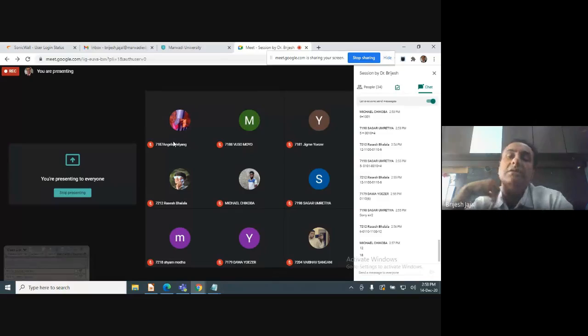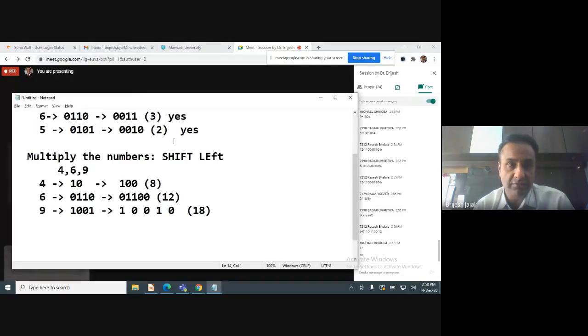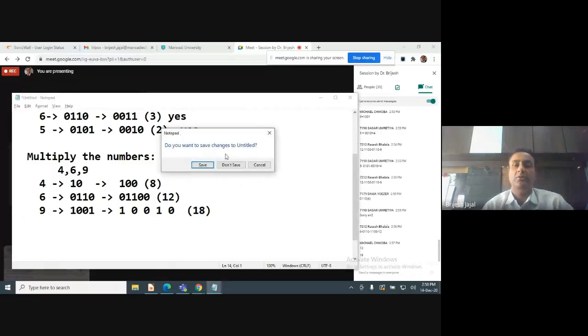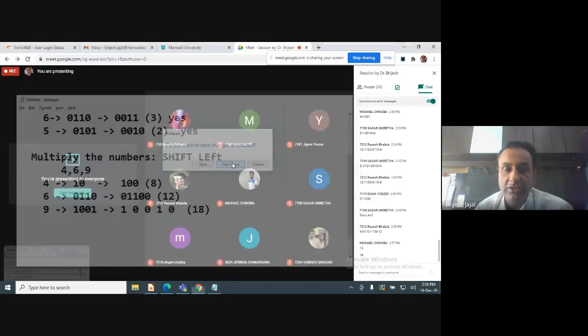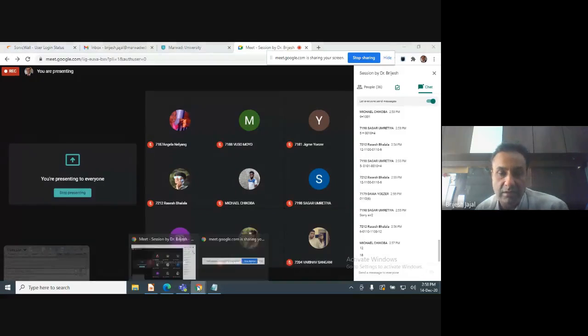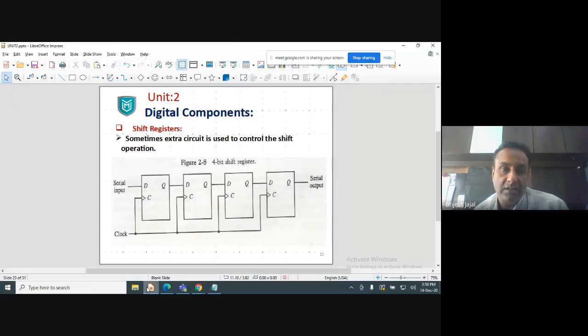So that's all for the shift operators. We are using the shift operator in this way. Actually, in your programming, you are already using it. And how are you using it? The answer is we use registers. A D flip-flop register is there, which provides this type of solution.